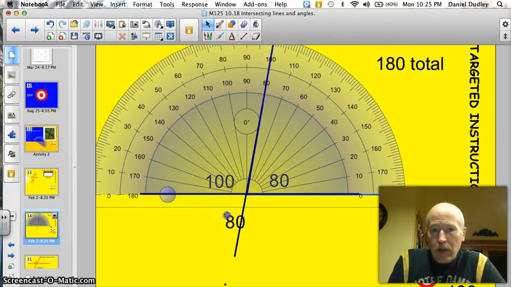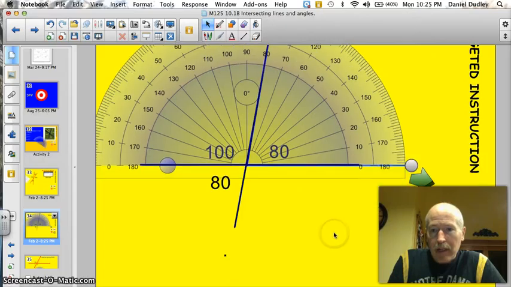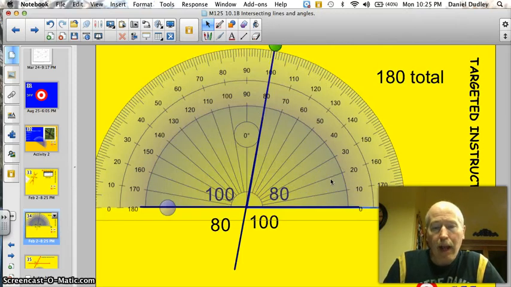Even cooler. If this angle here is 80, the opposite angle has to be 80. Vice versa, if that angle is 100, this angle over here has to be 100. It's just like that. Opposite angles are equal.